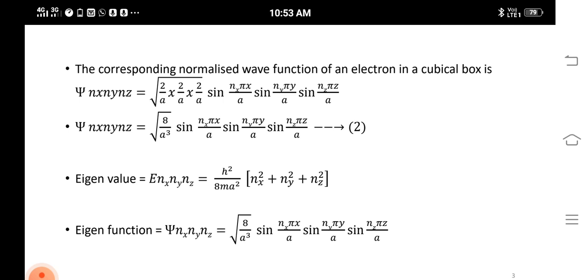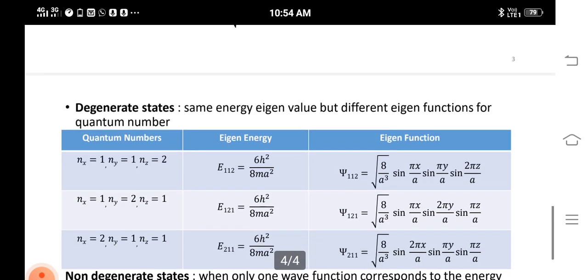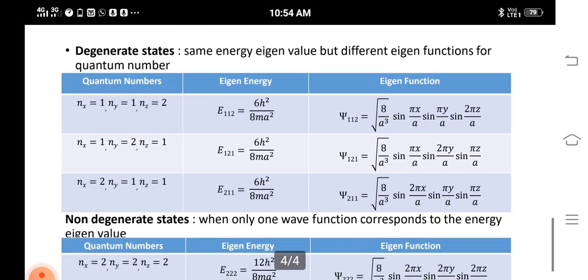The eigenfunction, psi of nx, ny, nz, is equal to square root of 8 divided by a cube, sine nx pi x by a, sine ny pi y by a, sine nz pi z by a. From that, we can find what is degeneracy and non-degeneracy.